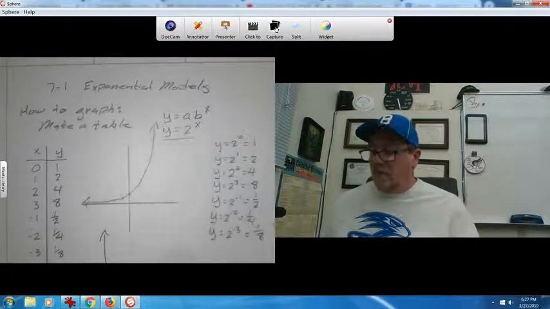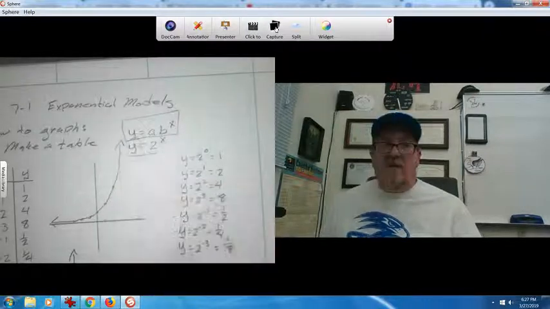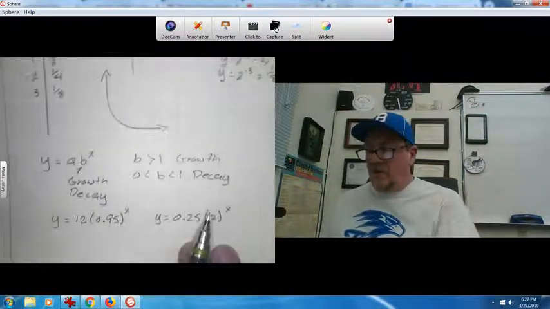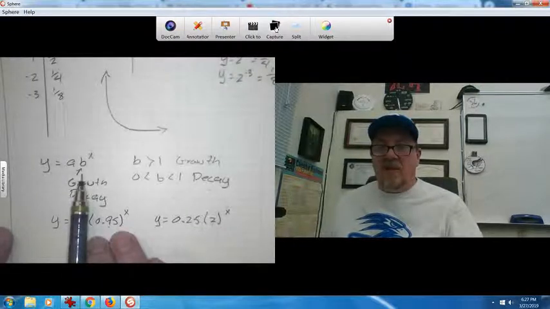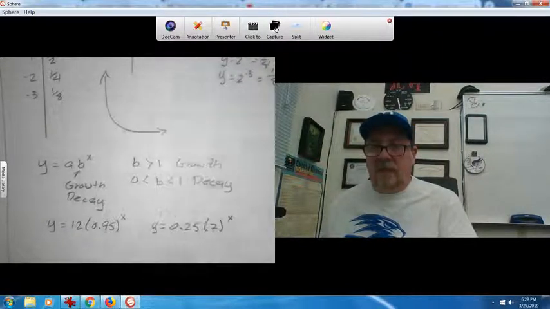So this is the standard form of an exponential function. It can either be exponential growth or it could be exponential decay. The way you tell the difference is you look at b, the number that's being raised to the x power, and if it's bigger than 1, it's growth. If it's less than 1, it's decay. All right?